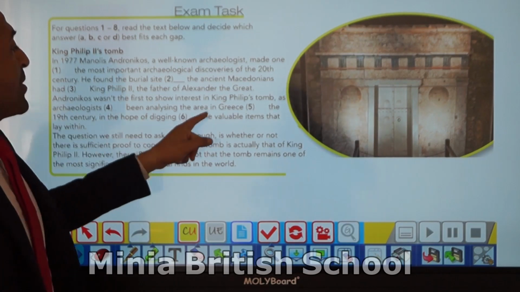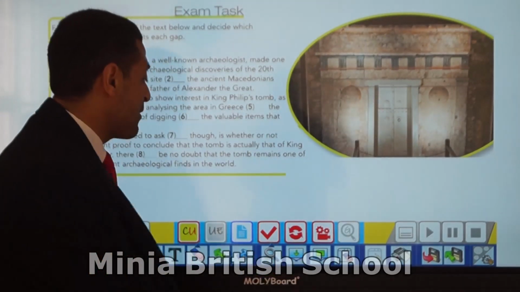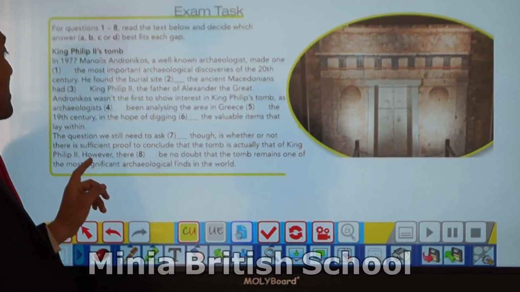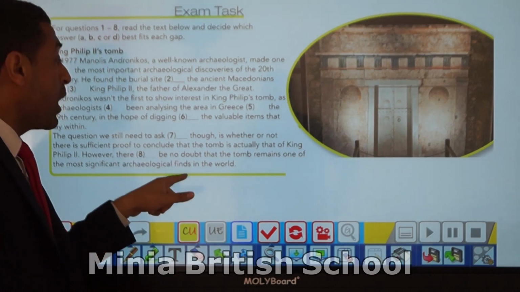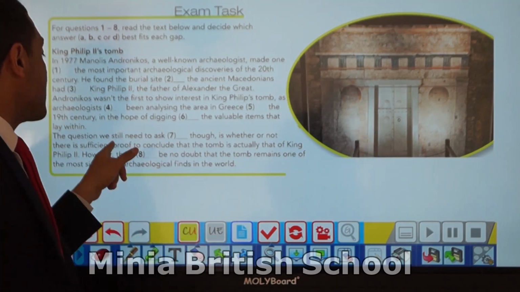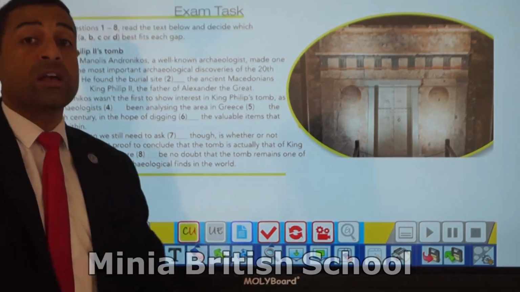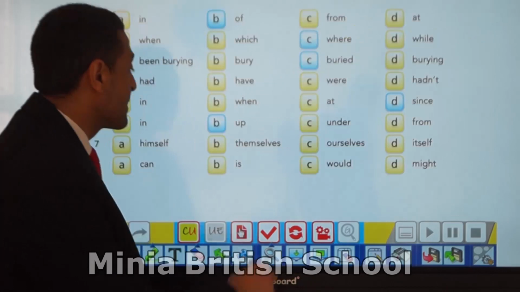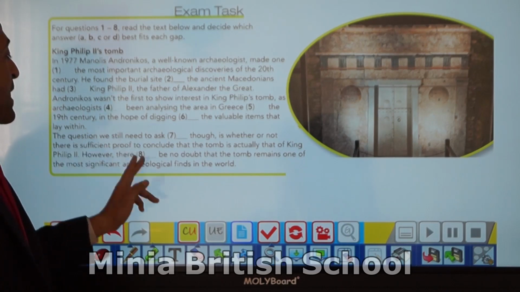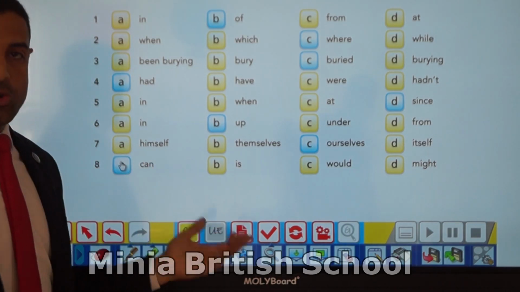And then, area in Greece, since the 19th century, in the hope of digging, this one, one of the phrasal verbs that we have studied now, digging up. Digging up. And then here, the question we still need to ask. Oh, can you remember the pronouns, the lessons of pronouns for grammar? We need to ask here, the object is the same as the subject. So here we need to ask ourselves. And then, however, there space be no doubt. However, there can be no doubt.